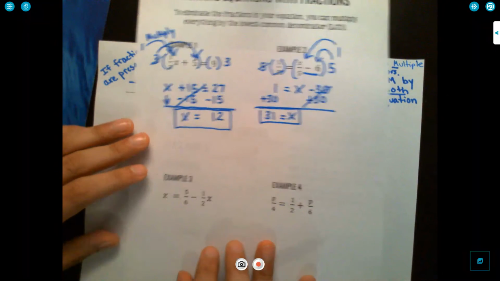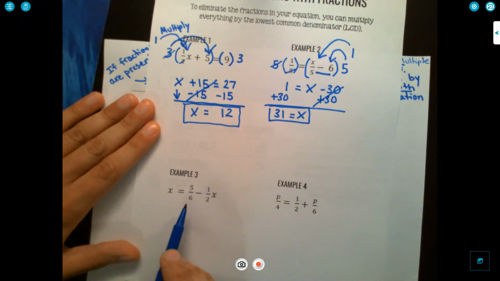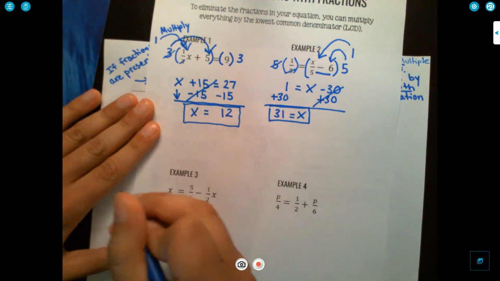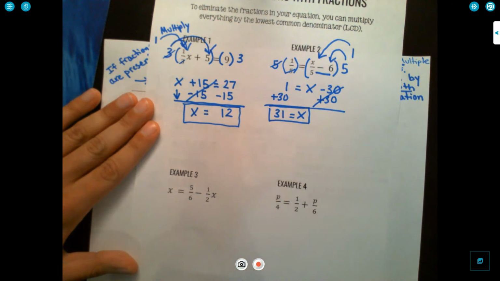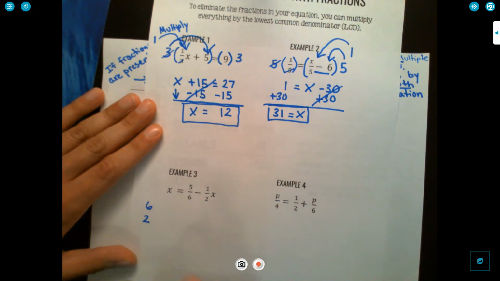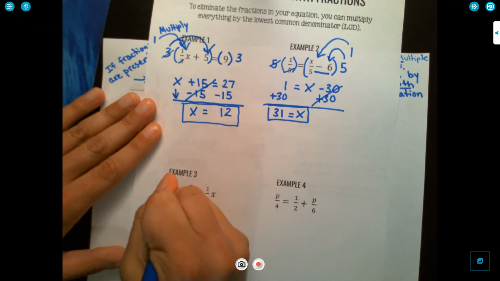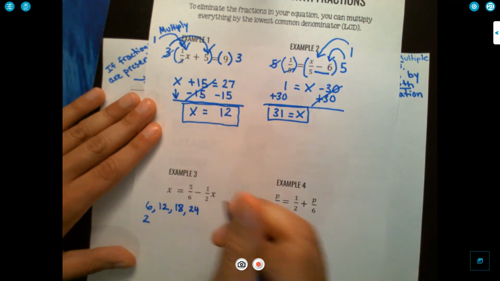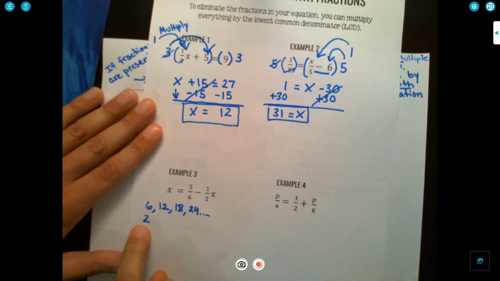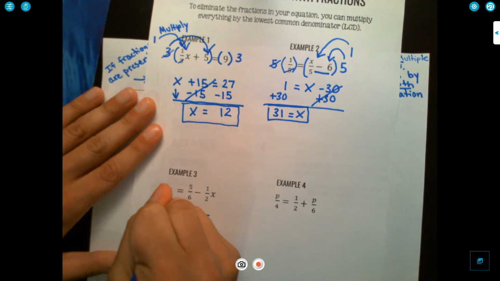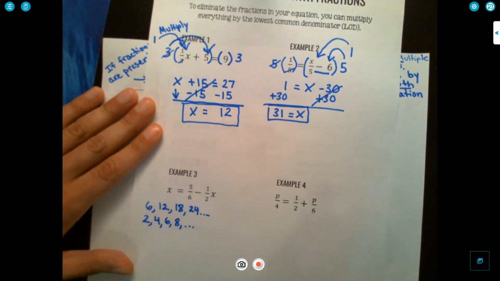So if you're unfamiliar with finding the lowest common multiple, what you're going to do is list all those numbers out. So lowest common denominator, we're just looking at the denominators. So we have a 6 and we have a 2. And then we're going to count in multiples of that number. So, I'm going to write them down. For 6, we have 6, 12, 18, 24, and so forth. For 2, we have 2, 4, 6, 8, and so forth.